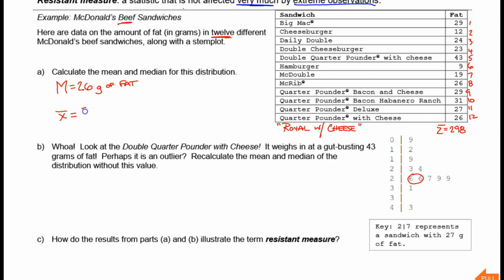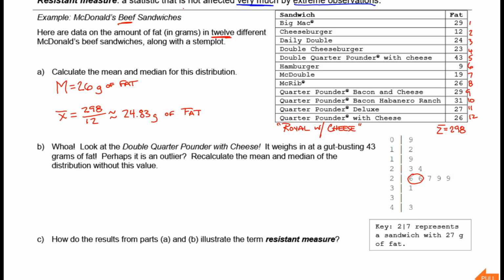So let's see, the mean is going to be 298 divided by 12 observations, and we grip it and rip it in our calculator. We'll round that to a couple decimals. That gives me 24.83 grams. So there's our mean and median for the distribution. Now we can move on to part B.